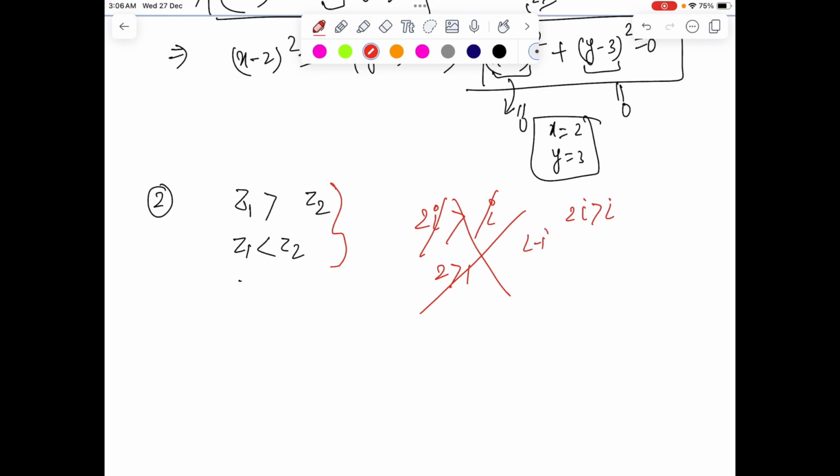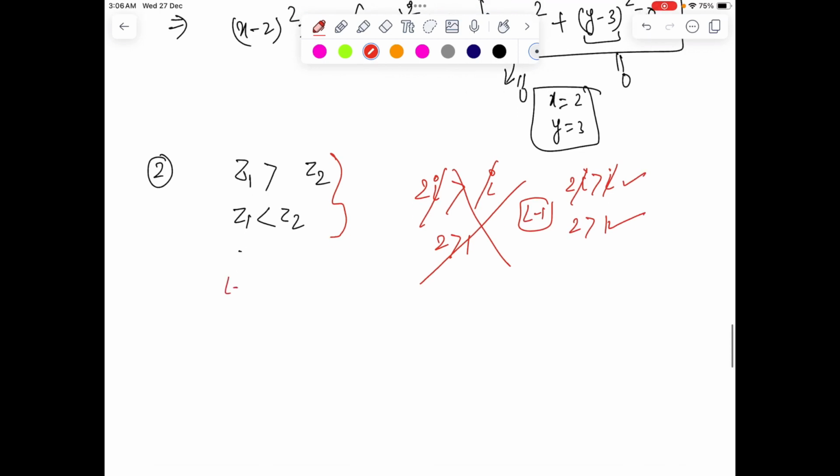So let's say logic number 1 will be, let's cancel i and take 2 greater than 1. Since this holds, so that must hold. Then your friend will come with another logic. He'll be like, 2i greater than i, let's say square both sides.